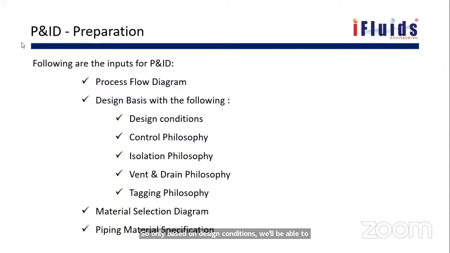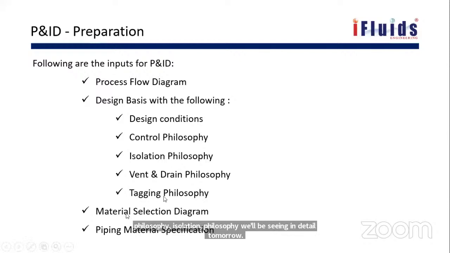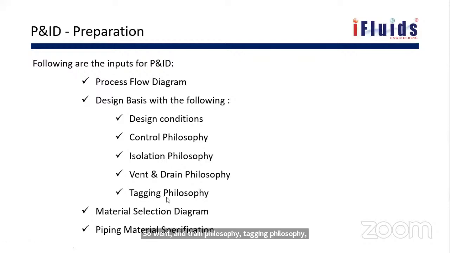Then control philosophy: how we are going to control the process. Isolation philosophy. Control philosophy and isolation philosophy, we'll be seeing in detail tomorrow. Then vent and drain philosophy, tagging philosophy. Tagging is nothing but how we are going to name the equipment. That is much more important.